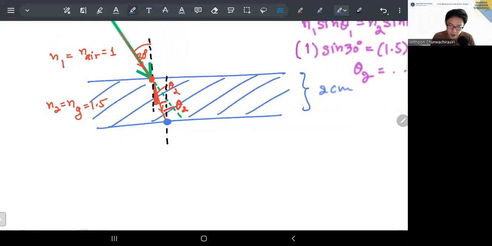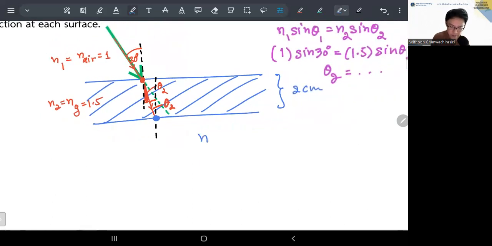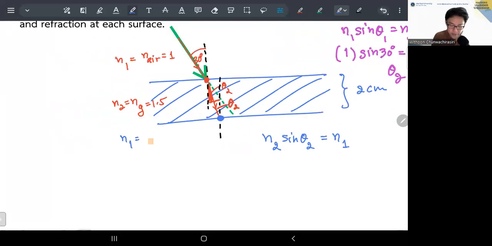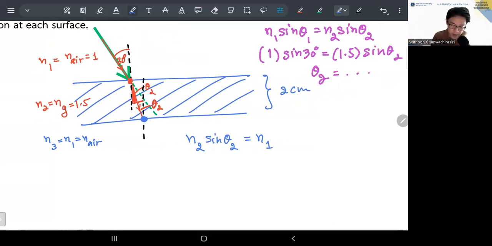At the blue dot, you're coming from the glass, so n2 sine theta 2. Now you come out into the air, so it must be equal to n_a again. So that's n1, or you can call this n3 if you want, but it's the same as air. That's your third medium, but it's just air itself. So at the blue dot, n2 sine theta 2 equals n1 sine theta 3. So what should be the angle at which the light comes out from the bottom interface?